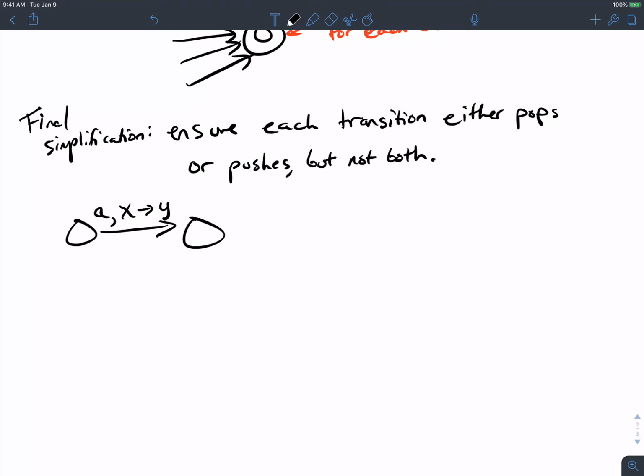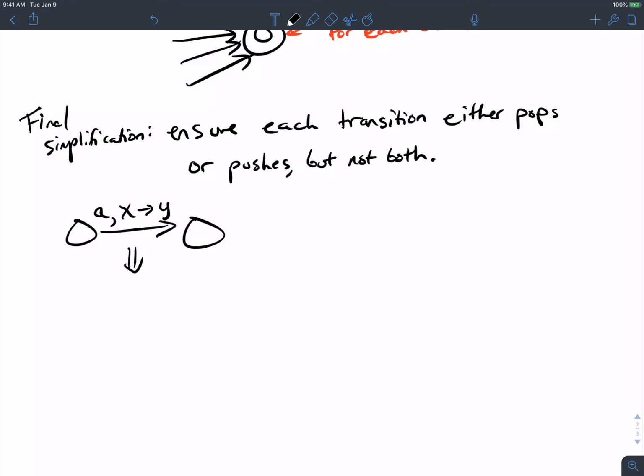Well, could I simulate this transition with maybe more transitions that do exactly one of the two operations each? So what do I do? What could be a solution to that? Pop X, then push Y. Yeah, so pop X and push Y. So that's actually the correct way.